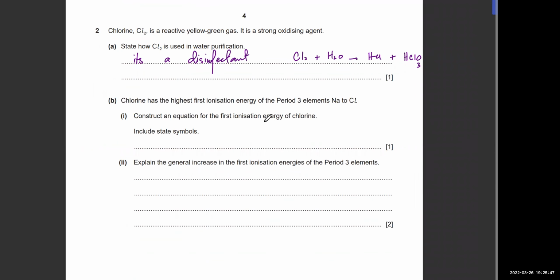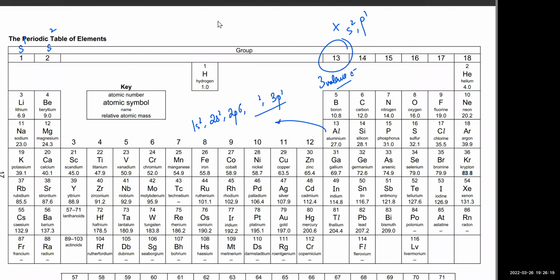Okay? Chlorine has the highest ionization energy of period 3 elements. Construct an equation for it. So Cl gaseous state is important. A gaseous atom loses one electron. So that is the first ionization energy of Cl. Explain why the ionization energies increase across the period. What's the explanation? Why do they increase across the period? So the electron's distance becomes closer to the nucleus, and so more attraction, and atomic radius decreases.